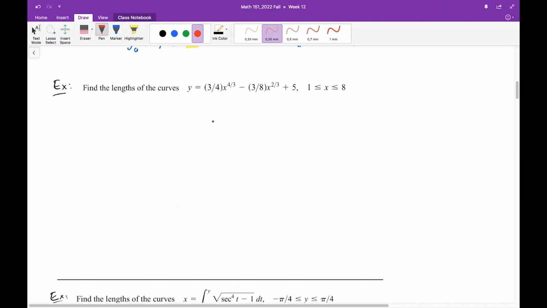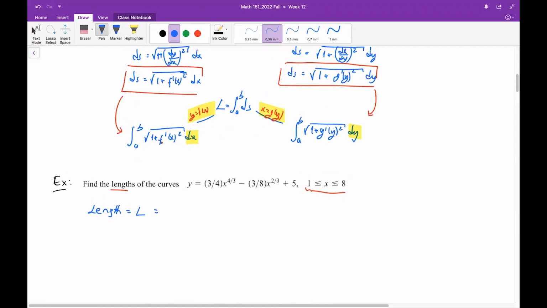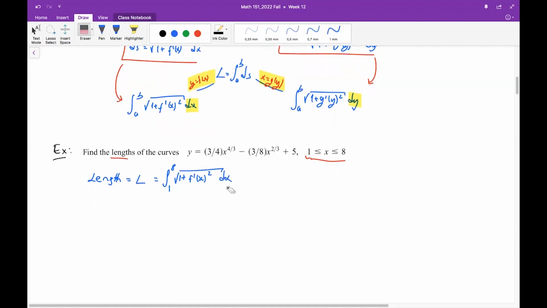Okay, let's apply the length formula on this example. We want to find the length of the curve given by this expression over this interval. So let's try to write the expression for the length. We will be using this formula from 1 to 8. These are the upper and lower bounds for our curve. 1 plus the first derivative of our function, you will square it, then you will integrate with respect to x.